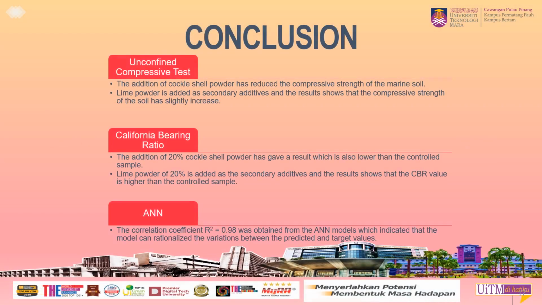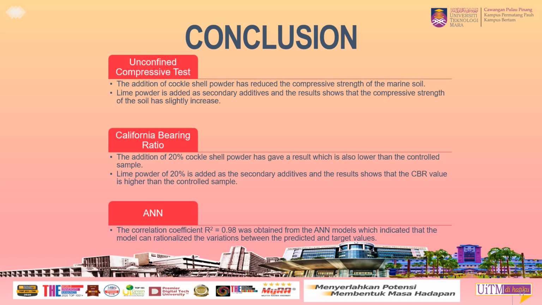Conclusion. For UCT, the addition of cockle shell powder has reduced the compressive strength of the marine soil. By adding the lime powder as a secondary additive, the result shows that the compressive strength of the soil has slightly increased. The California bearing ratio shows that adding 20% of cockle shell powder has given a result which is also lower than the control sample.